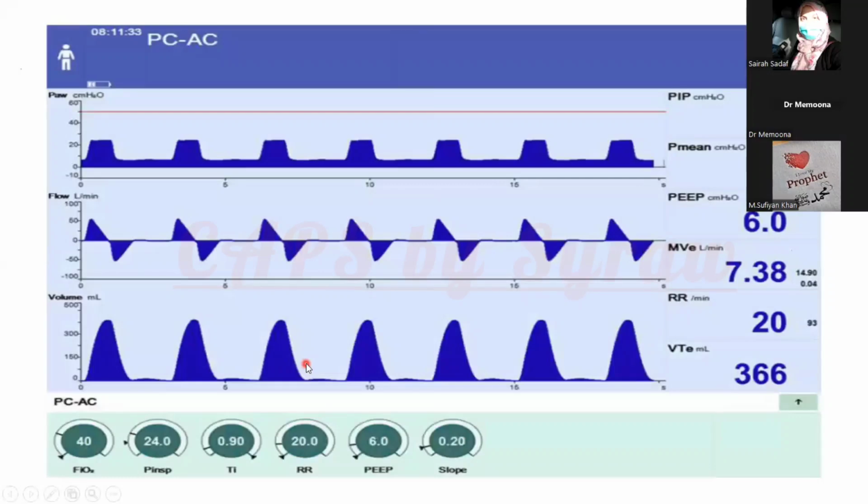Now this is the PCAC mode, and all the settings are similar except for the fact that instead of setting a tidal volume, now we have the setting of peak inspiratory pressure. And the vent will deliver the inspiration at this pressure and it will not be exceeded. The tidal volumes will vary according to the patient's lung compliance, and so does the minute ventilation.